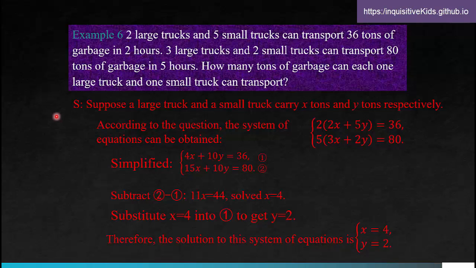Subtract 1 from 2, we get x is equal to 4. Substitute that into equation number 1 to get y is equal to 2. Therefore, our solution is x is equal to 4, y is equal to 2. But remember, since this is a word problem, you have to answer in a full sentence. An acceptable answer would be something like, one large truck can transport 4 tons of garbage, and one small truck can transport 2 tons of garbage. Something like that. That's what you should be answering your word problems with.